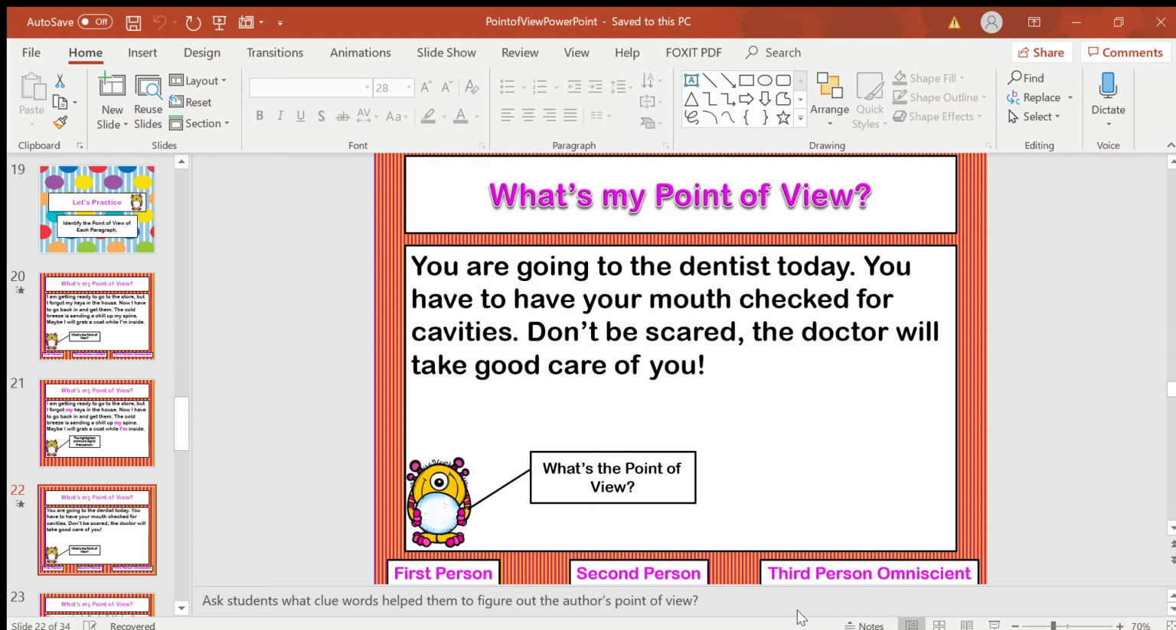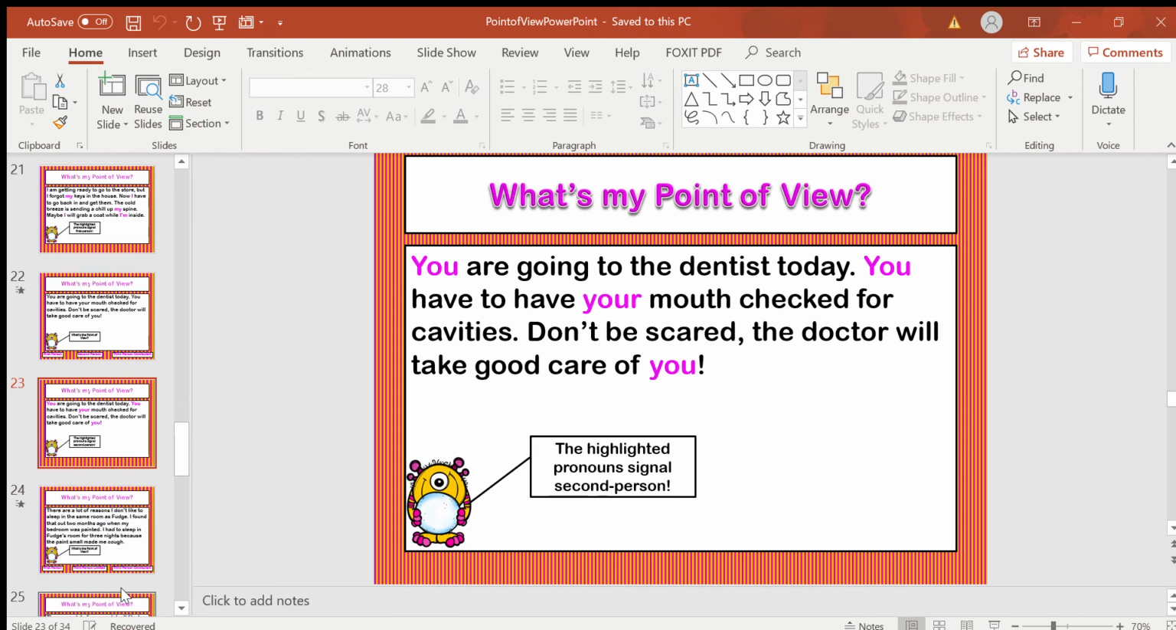Marwan, tell me, what point of view is it? I hope you said second person, because if you said second person, you are correct. So second person is kind of like when someone is talking to you. The keywords are you and your, or yours, but that's not in here. So when someone's talking to you, that is second person.